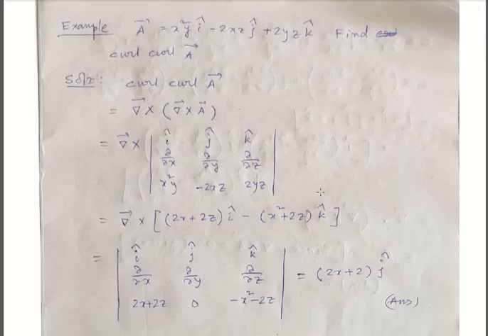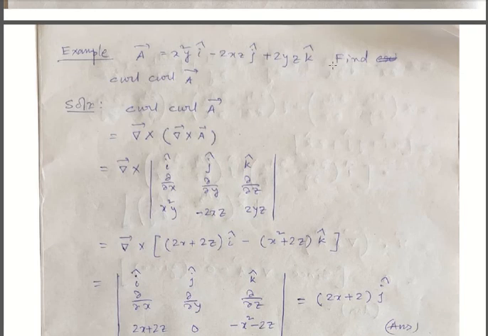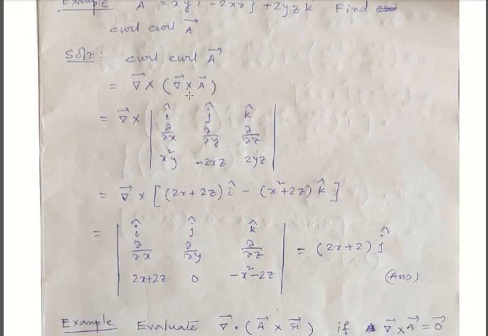Now come to the second example. We need to find the curl of curl A. So this is a double curl. A vector field is given, and we need to find the curl A first, and then again we need to take another curl of this curl. So simply we write the formula. We know curl A equal to grad cross A. Now grad cross A, again another curl is there, so grad cross (grad cross A).